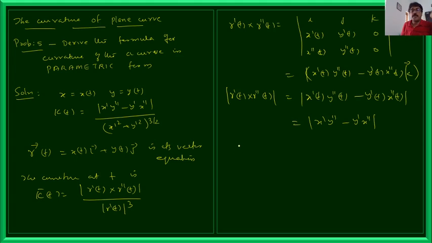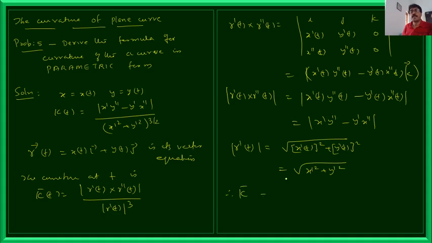And what about r dash t? You know, r dash t, its modulus is, here r(t) is x(t)i plus y(t)j, therefore r dash t is x dash t i plus y dash t j. Its modulus is square root of x dash t square plus y dash t square. Or simply you can write this as x dash square plus y dash square.